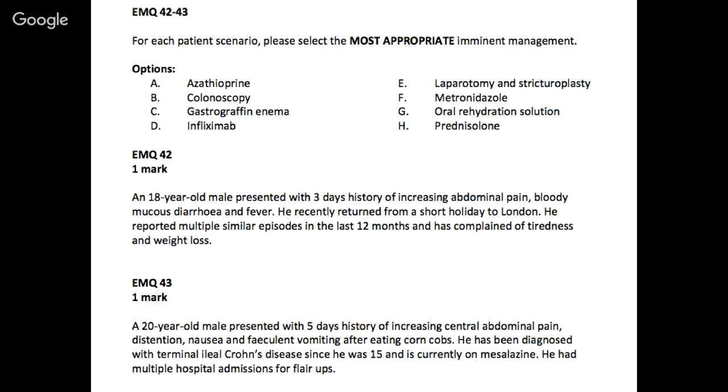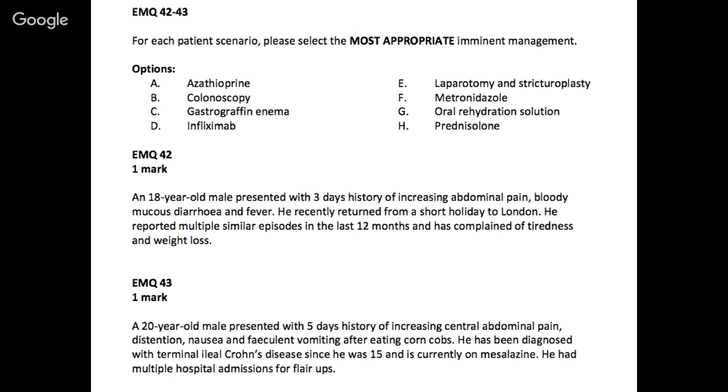The next question, anyone have an idea of what we might use or what the answer is? Yell it out when you know it. D? Any other suggestions? So what did you say? What letter before? D? No?